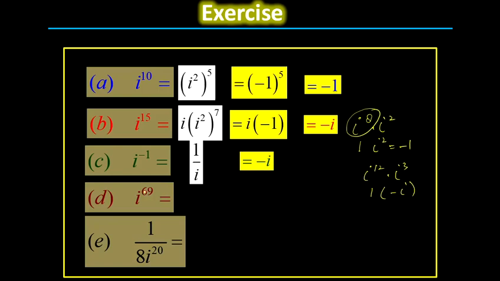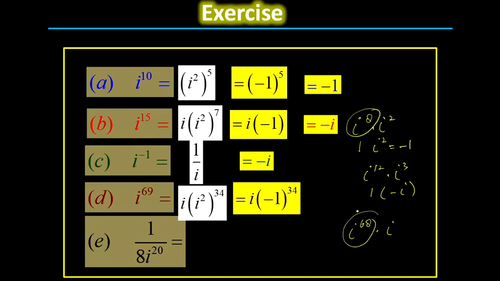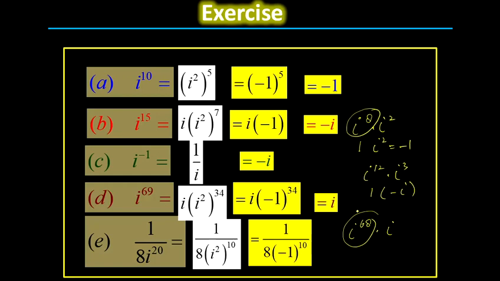If it is i power 69, now I can rewrite i power 69 as i power 68, the multiple of 4, into i. This is always 1. What is left? You are left with i. And the same way, how to solve this? So please practice these questions and learn how to solve the powers of iota. This is just the introduction of the concept, imaginary numbers, and how to deal with the power of iota.